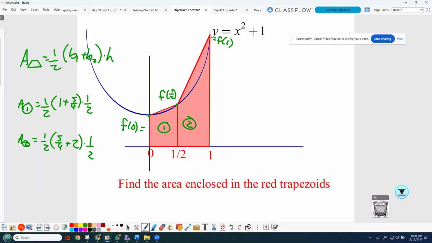You guys get 11/8? Do you guys agree? Okay.